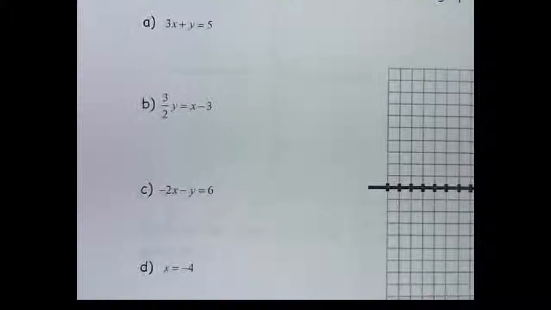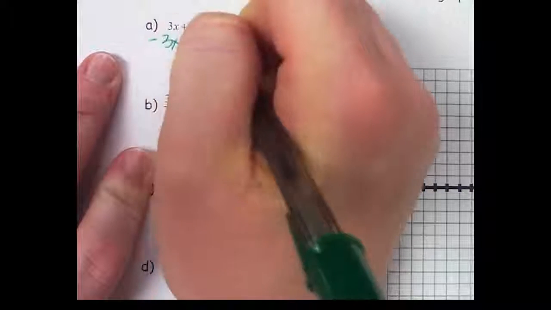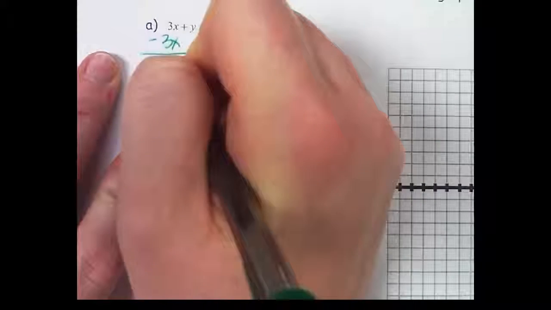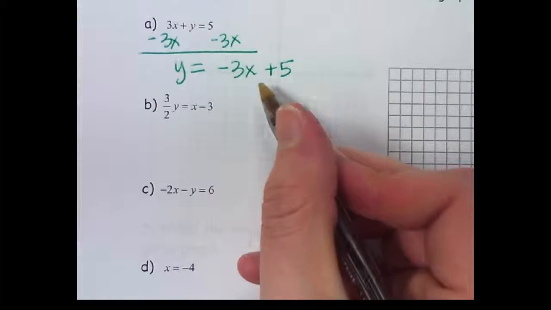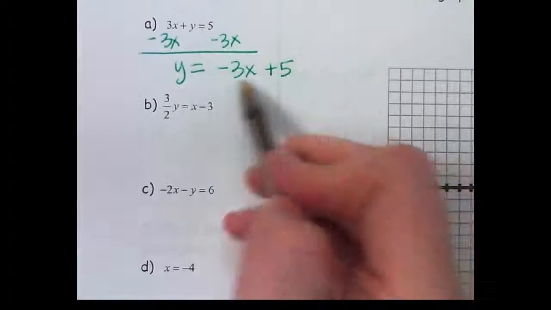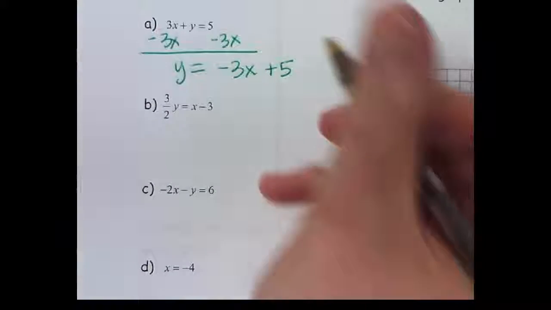So how would I get it in slope-intercept form? What would I do first? Minus 3x. So I'm going to subtract 3x from both sides. Y equals negative 3x plus 5. And make sure you put it in that order. Don't put 5 minus 3x. I mean, it's the same thing, but put it in slope-intercept form. So this is part of your answer, the equation.